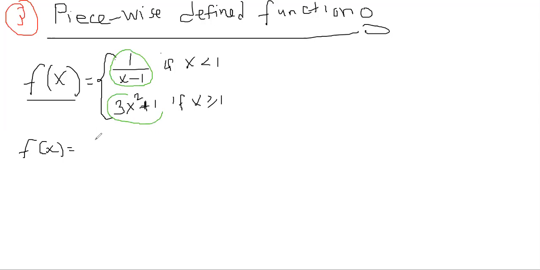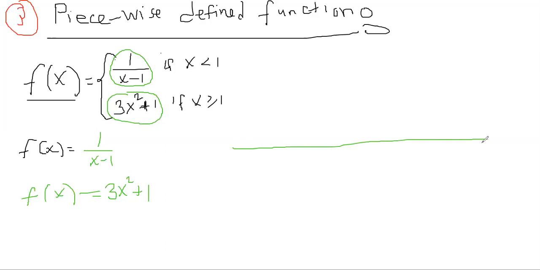So the first formula is 1 over x minus 1, and the second one says f of x equals 3x raised to the power of 2 plus 1. So we have a function with two formulas. If we have a function with two formulas, we call it a piecewise defined function. We can go on and calculate this, but the key here is to build your intuition mathematically.